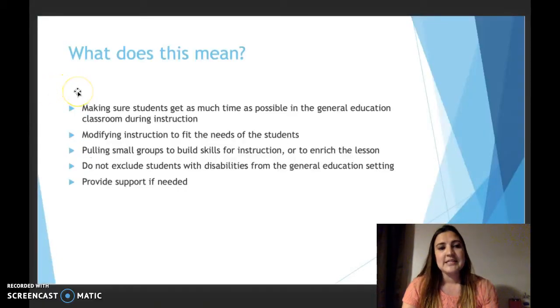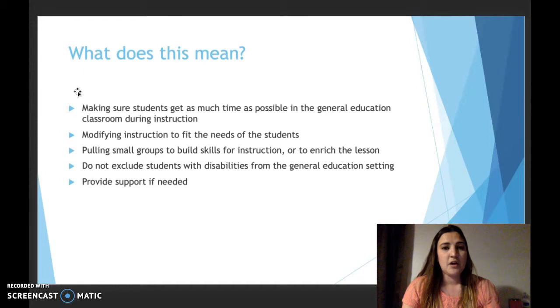What it means is that you make sure that students with disabilities get as much time with their non-disabled peers as possible. It means that even if you have to modify a curriculum, modify instruction to fit the needs of the student, that you are giving them as much time with their peers as possible to keep them on equal ground for learning and equal opportunity for learning and engagement.